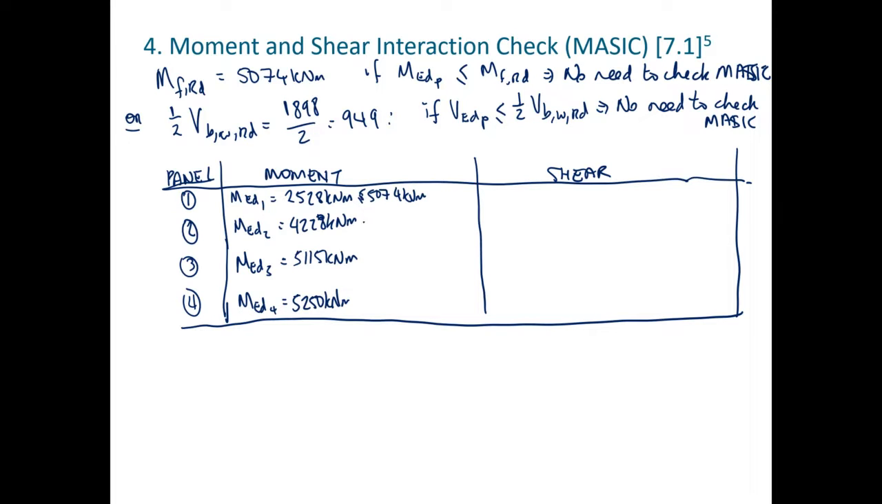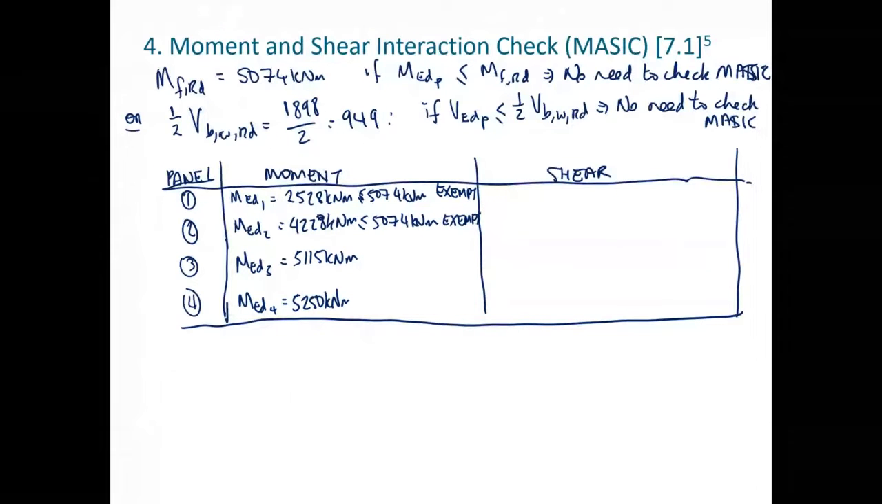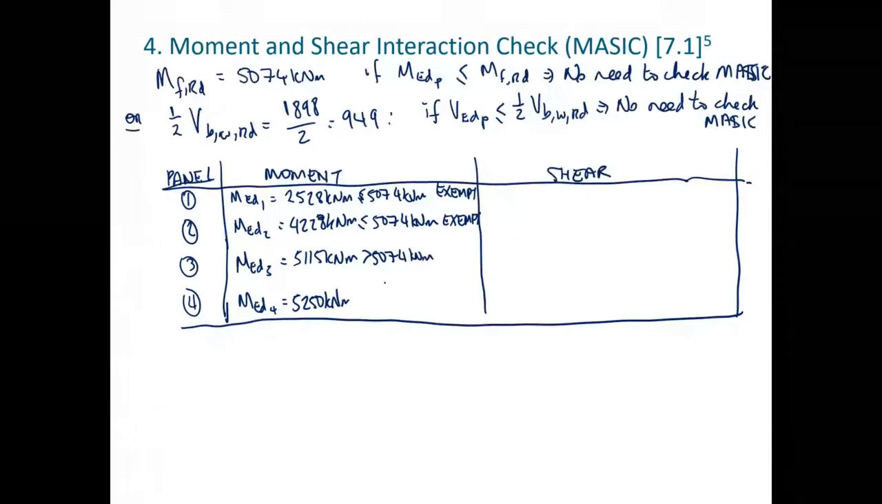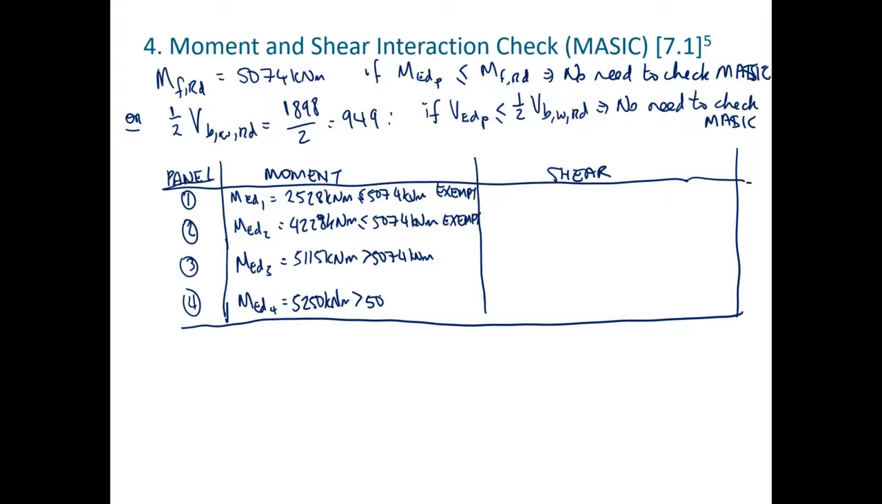Okay, so less than or equal to 5074, that one is. So they're exempt. So it's exempt from checking moment and shear interaction. The next one is not, so that's greater than 5074 kilonewton meters, so it's not exempt, and that's greater than 5074 kilonewton meters.